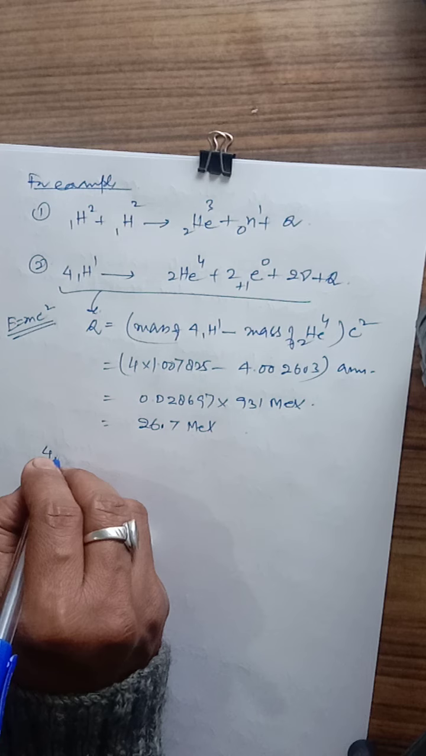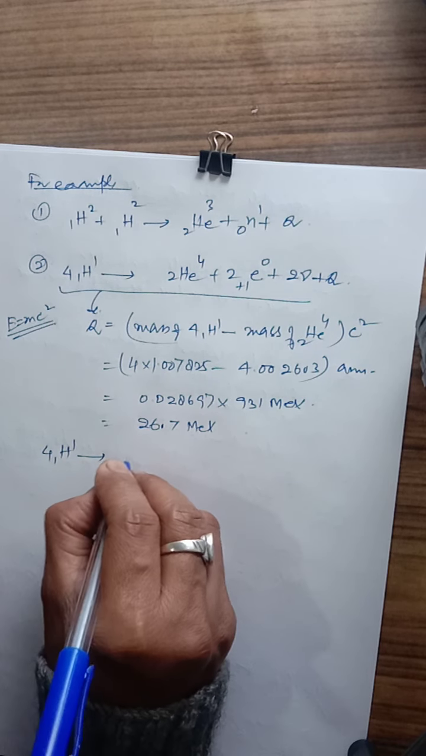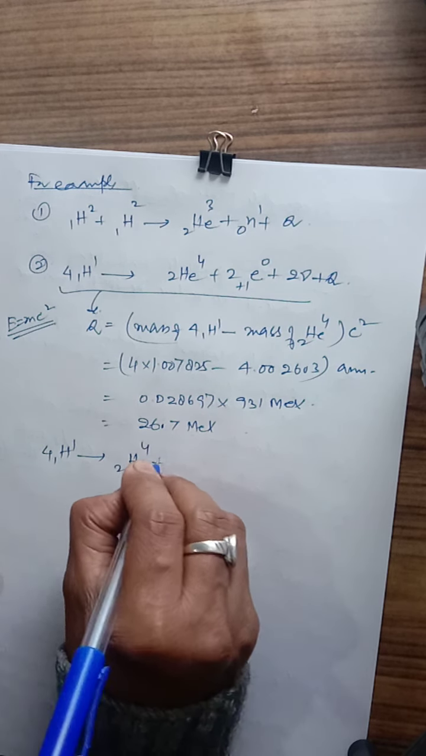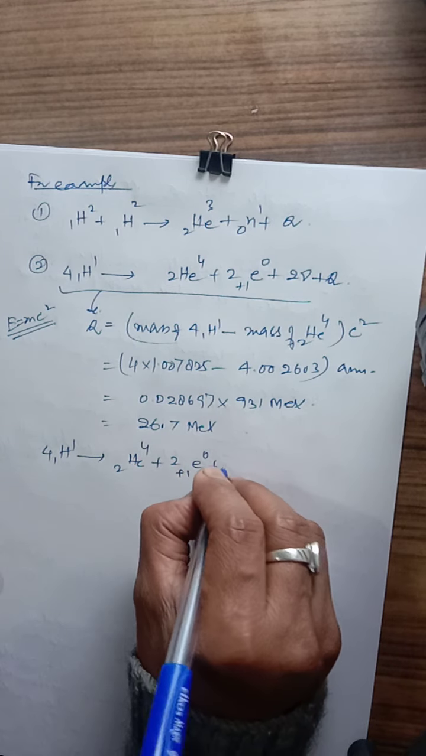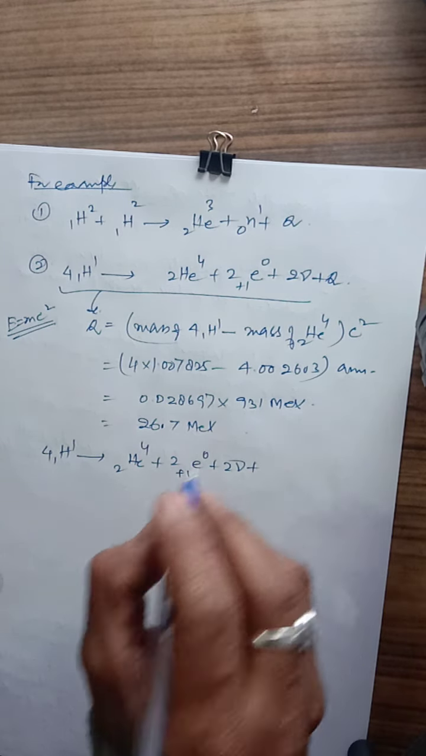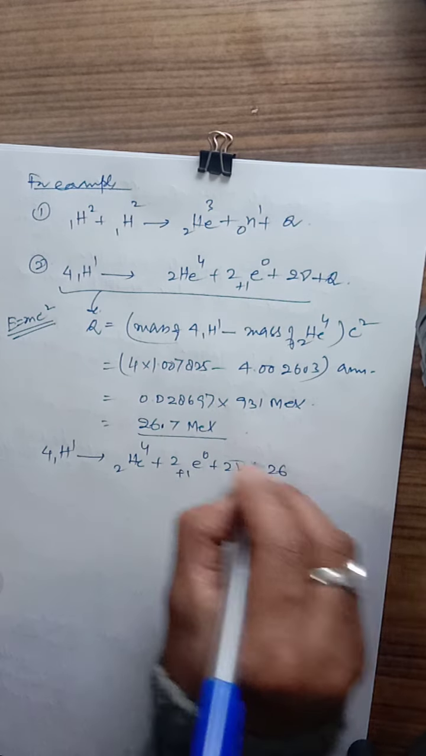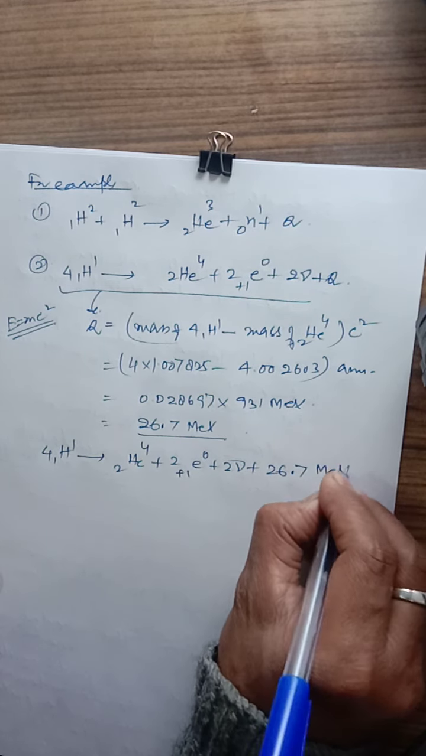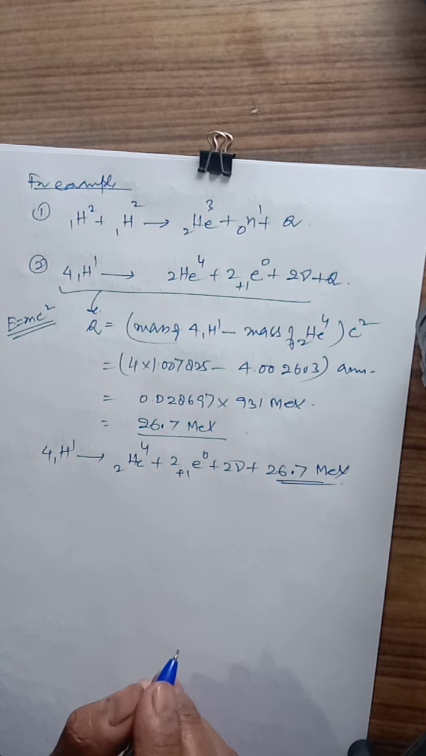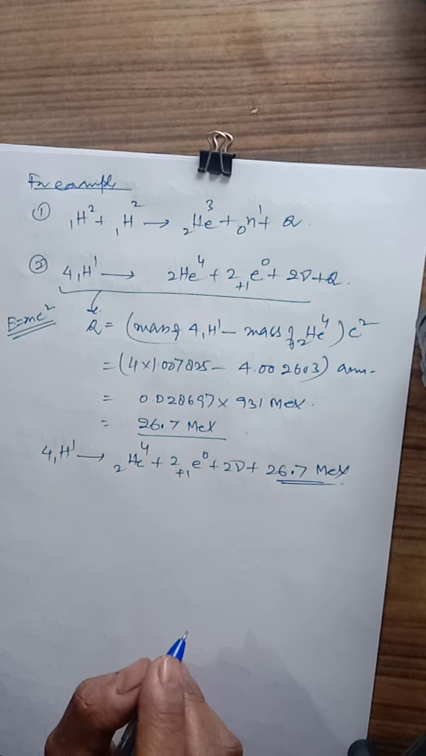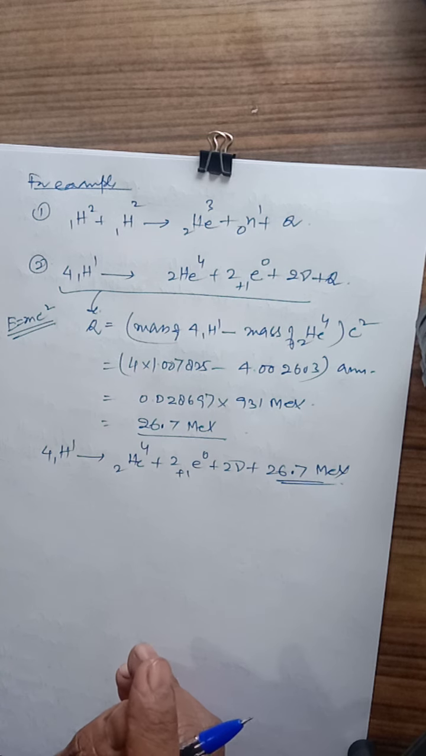So this reaction will give you 1 helium plus 2 beta plus 2 neutrino plus the amount of heat, that is 26 MeV. So this is the example of a thermonuclear reaction.